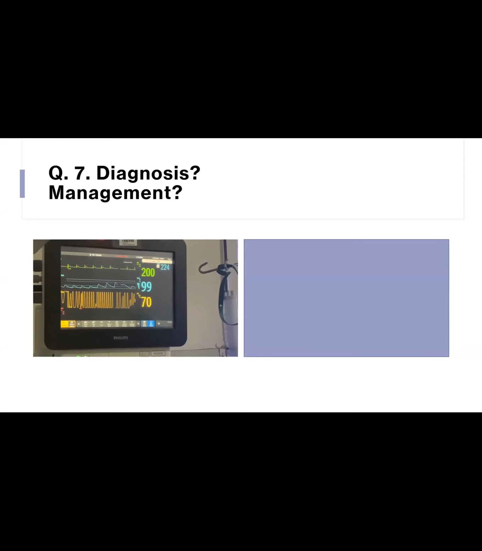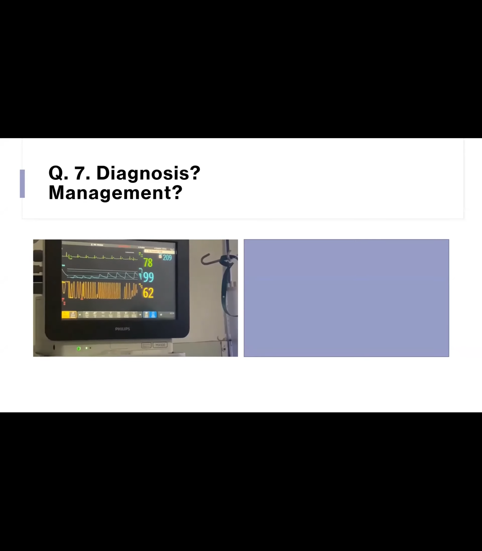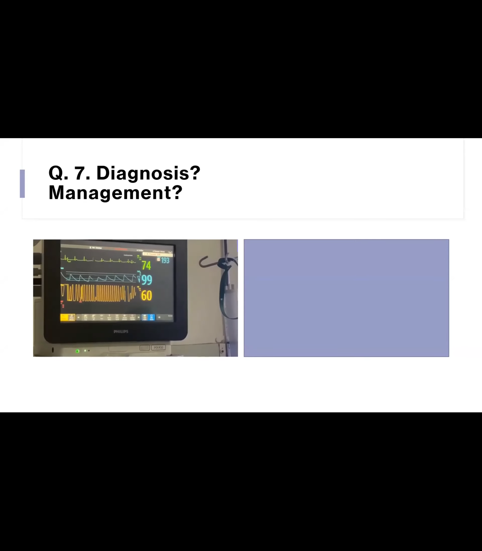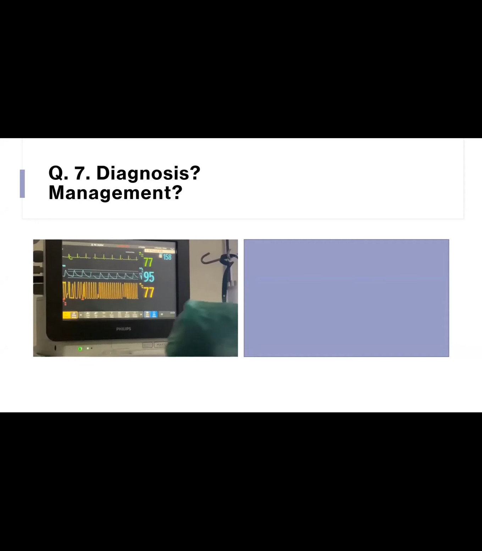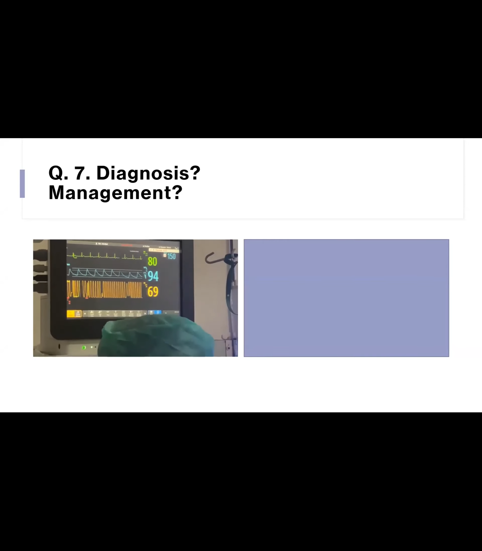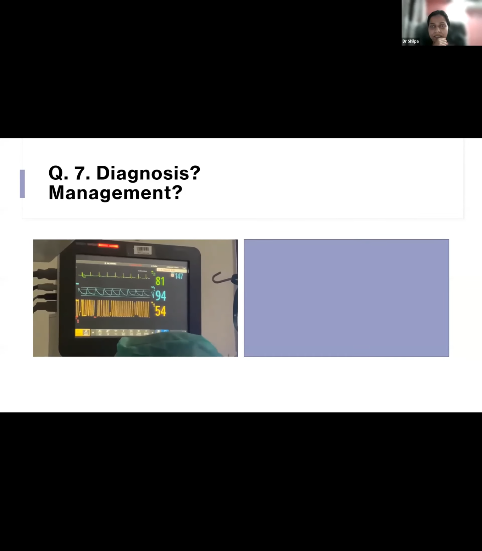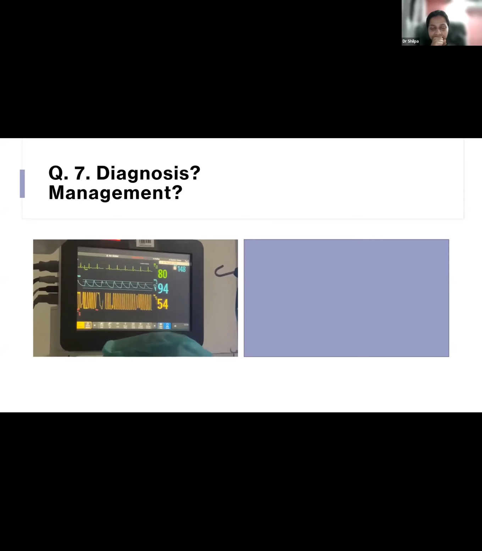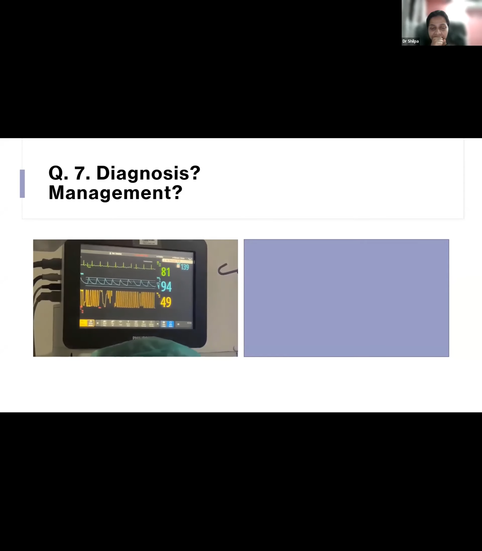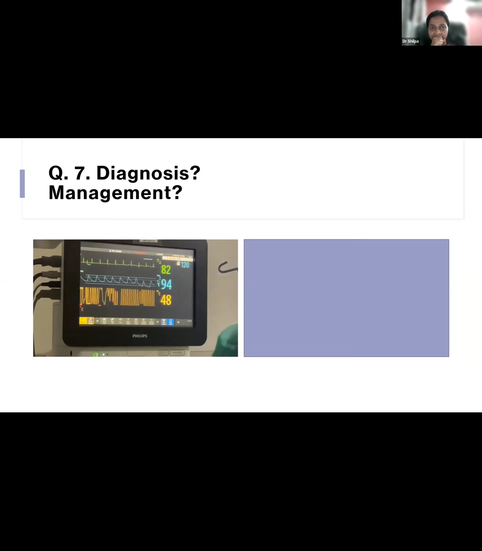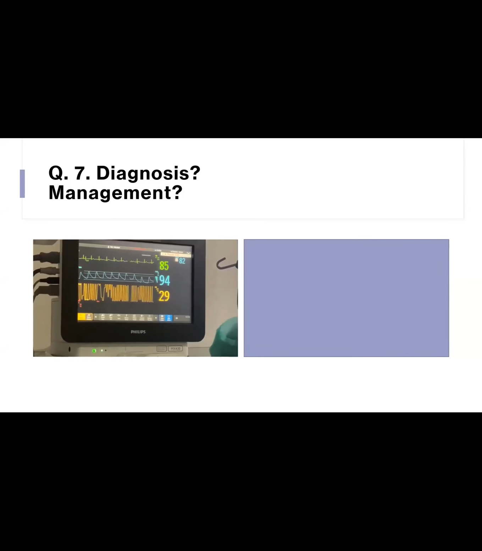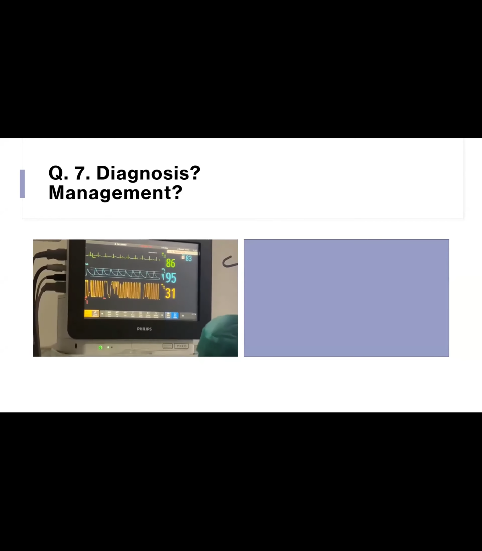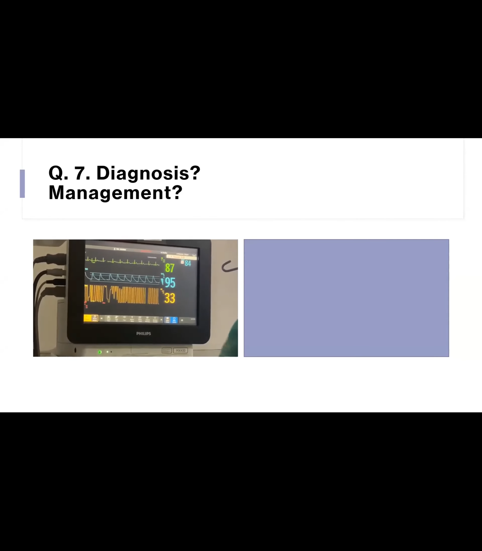What has happened? It has reverted to normal rhythm because of some intervention. So what intervention has been done? So what is the treatment of SVT? They've written adenosine. One of them has written amiodarone. And if the baby is hemodynamically unstable, then DC shock, or specifically, you do synchronized cardioversion.